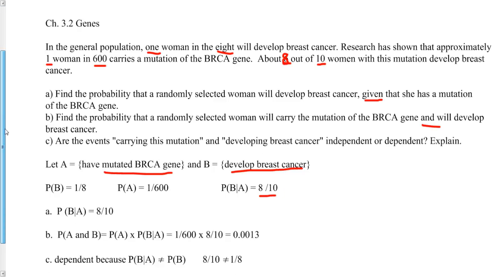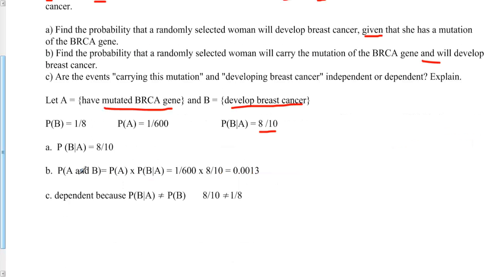The next question said, find the probability that a randomly selected woman will carry the mutation gene and will develop breast cancer. Anytime you have the word "and" in between the 2 events that are occurring, this is the formula that you have to use. You take the probability of A, 1 over 600, and you multiply it times the probability of B, given that A has already happened. And we know that's 8 over 10. So if you multiply those 2 on the calculator, you're going to get 0.0013. And this is a formula that you will find in section 3.2, and it has to do with the word "and." So if it says "and," you have to use this formula.